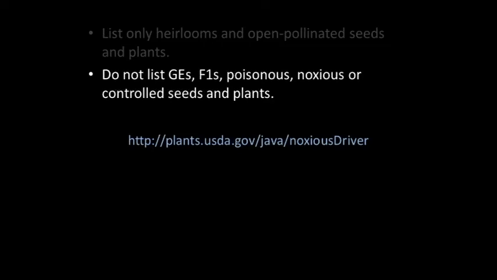Also, do not list any GEs, any genetically engineered plants. F1s are first generation hybrids, poisonous, noxious, or controlled seeds and plants. And this depends on the state a little bit, what can and can't be offered. Most fruits and vegetables that you grow in the garden are not going to be controlled. You can send those, but there are sometimes limitations sending and receiving plant material from other states if you're getting scionwood or grafted apple trees or something like that.